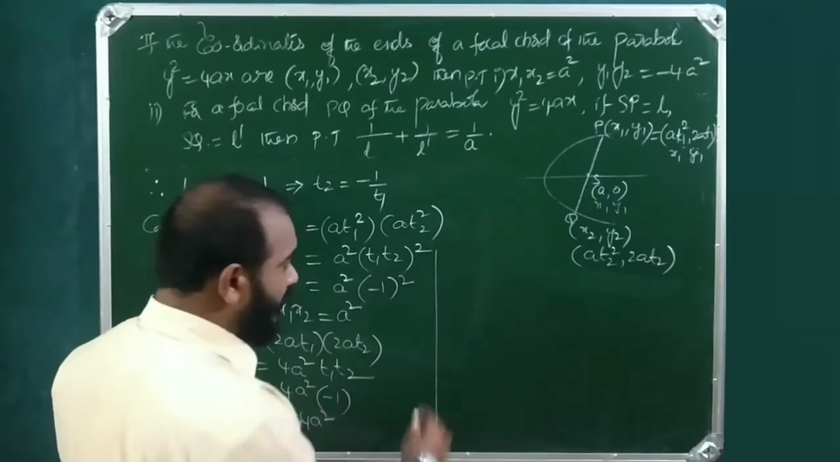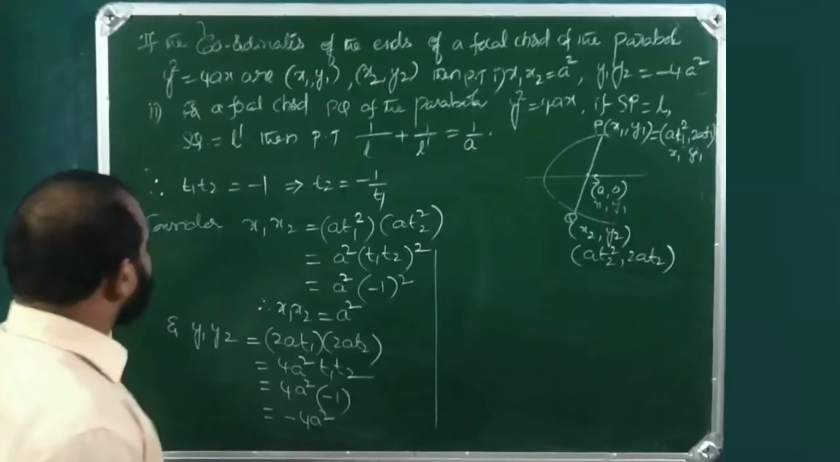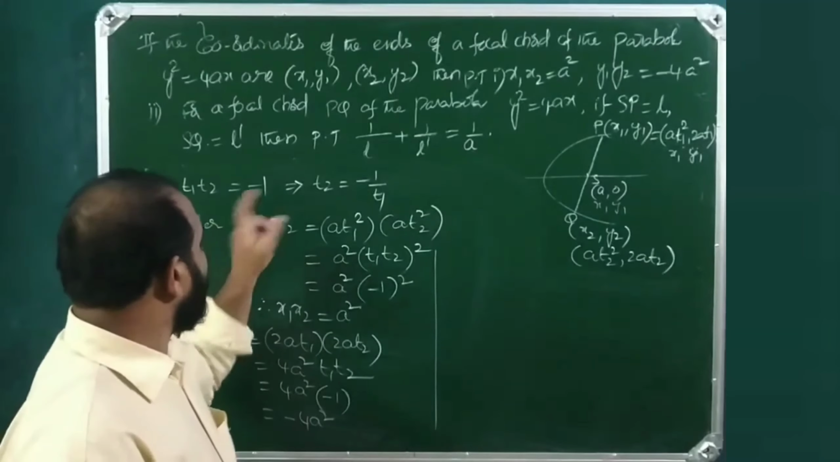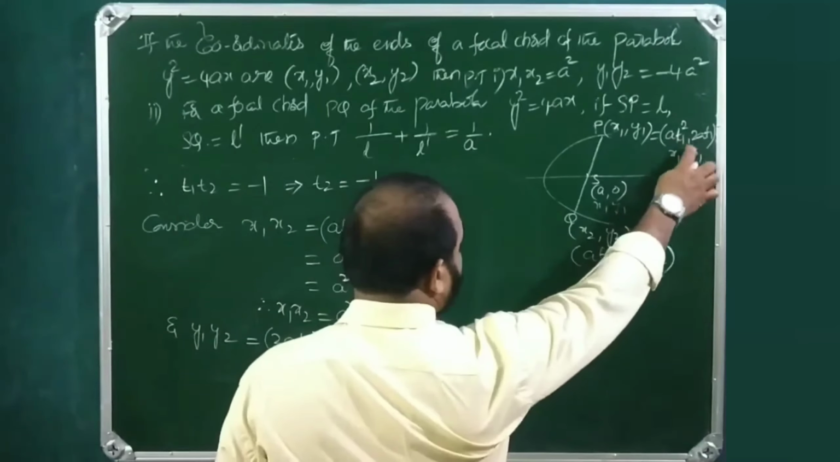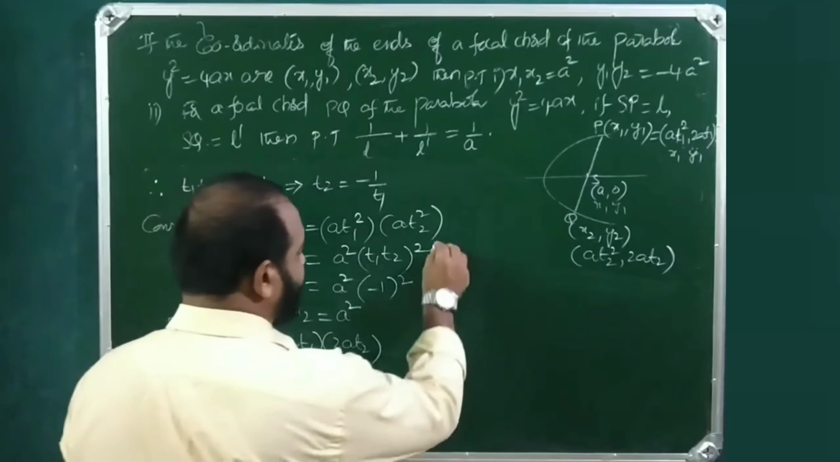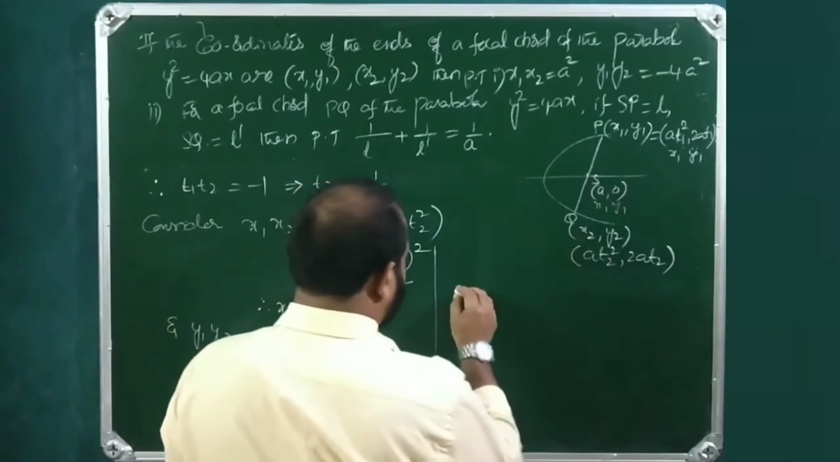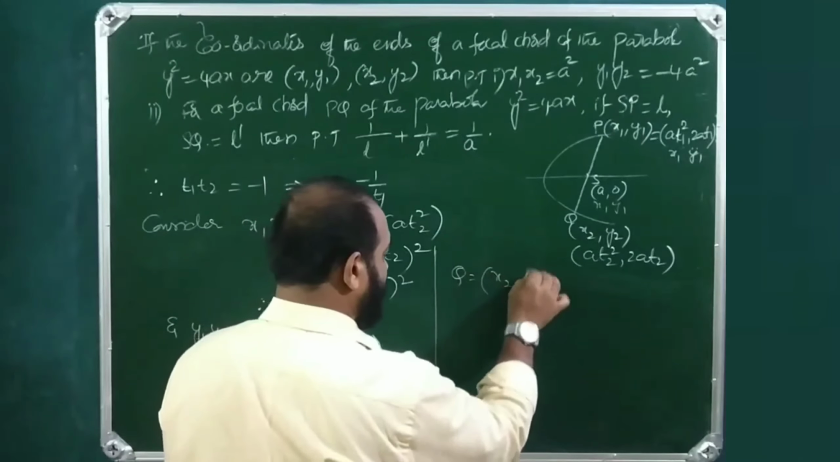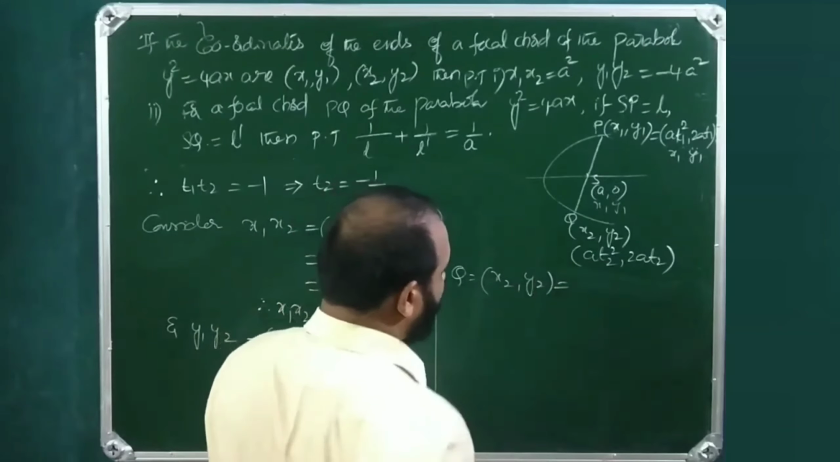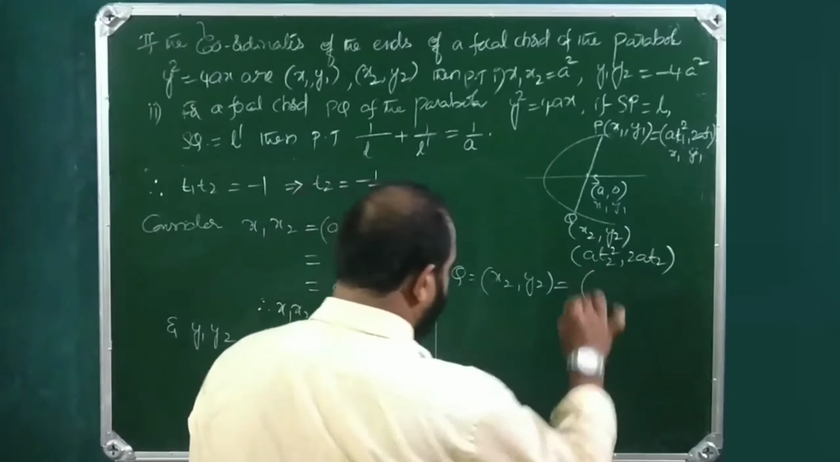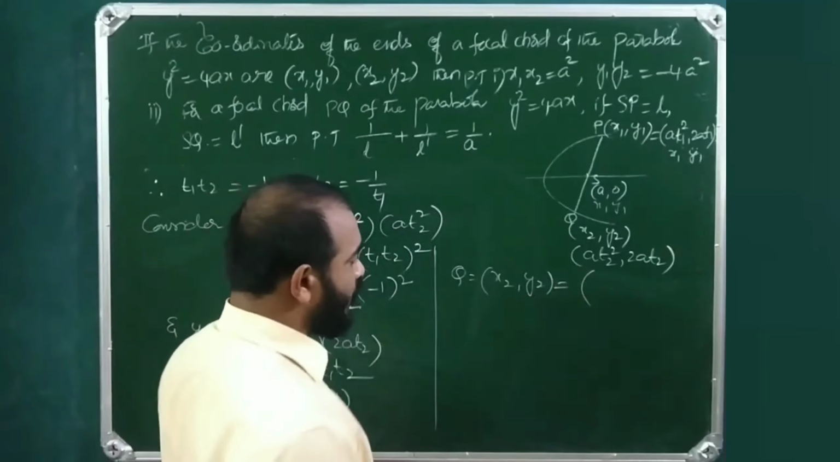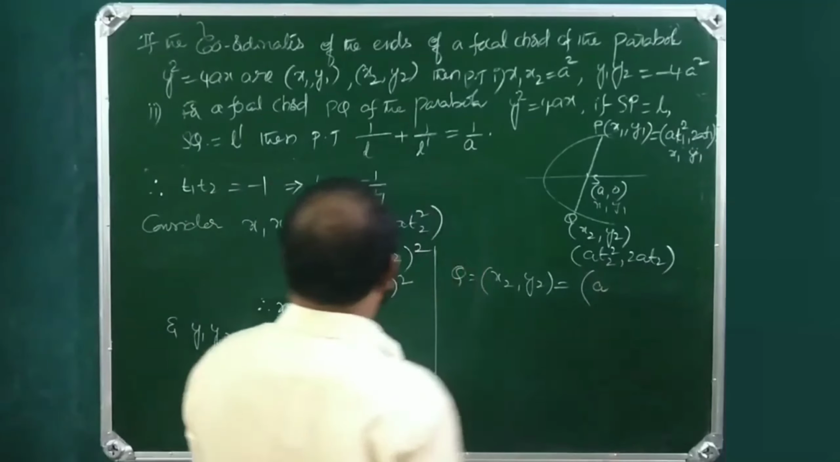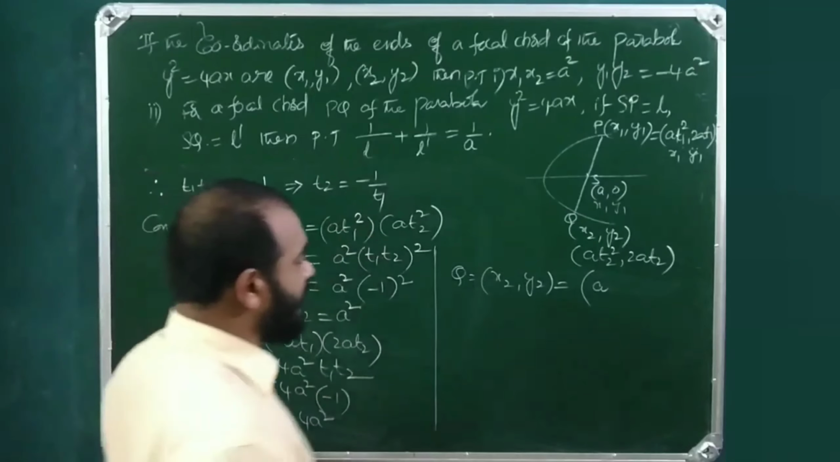And one more thing that we can deduce is, see here, t1 t2 equals minus 1. Substitute in this. Then Q (x2, y2): x2 is a t2 square, a times, what is t2? Minus 1 by t1.